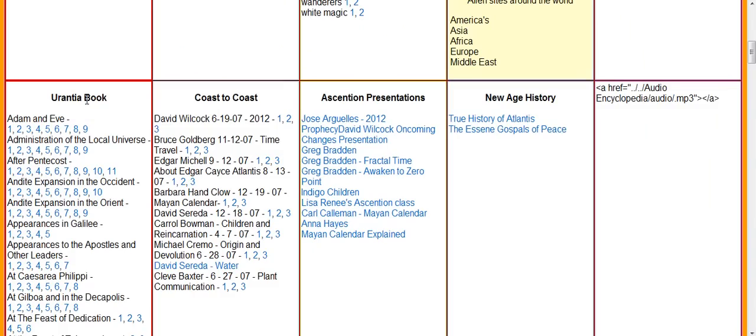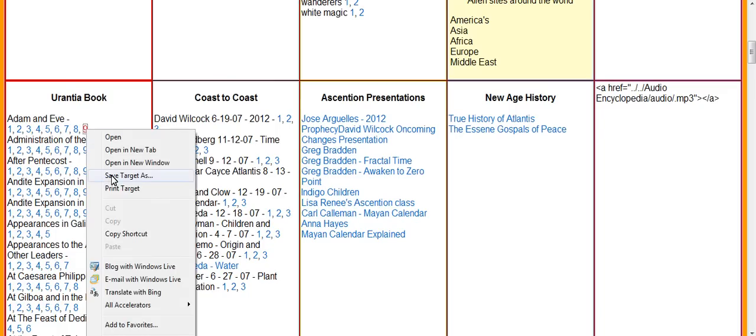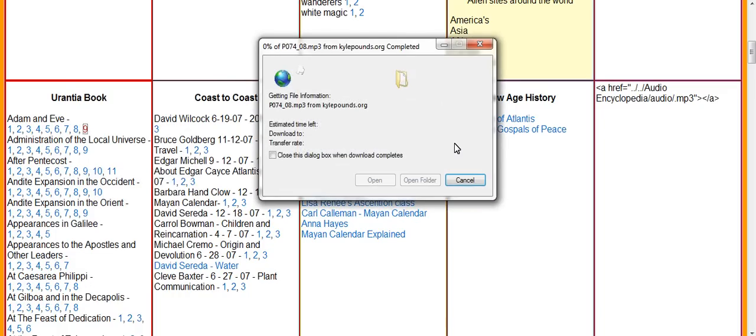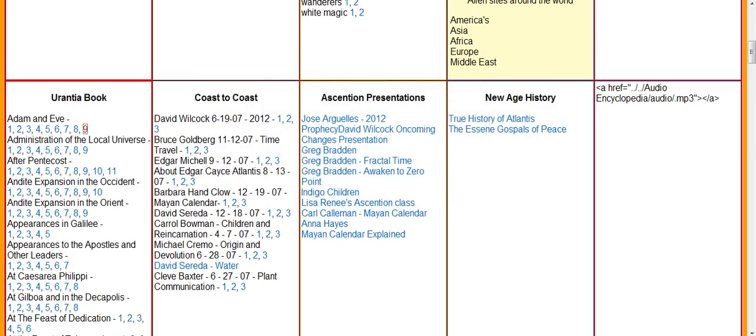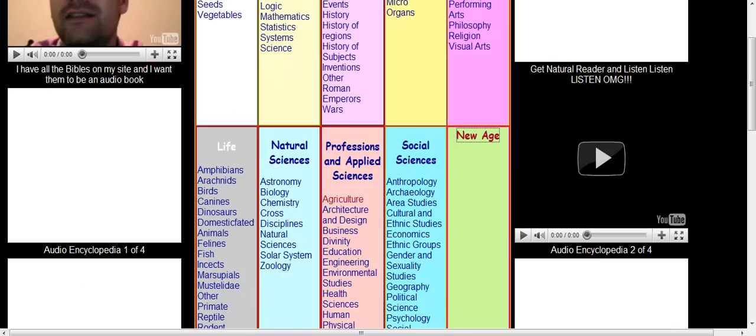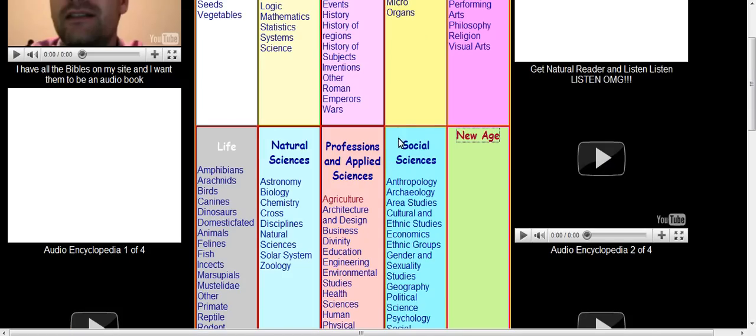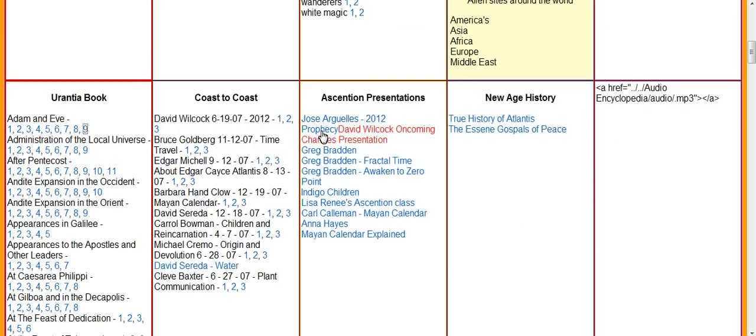Just right click. Yeah, I have the Urantia book here. You just right click, and then maybe I still have some of these. Let's see. I don't think I took everything away, but I took all that away though. You just right click, and then you get it downloaded. And I also have YouTube. I took YouTube videos and turned them into audio, so you can listen to them.